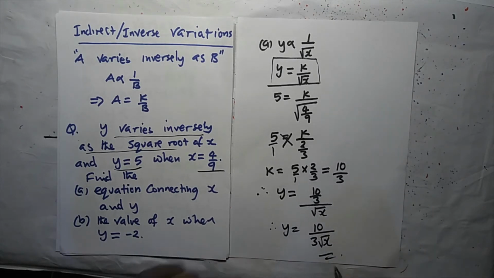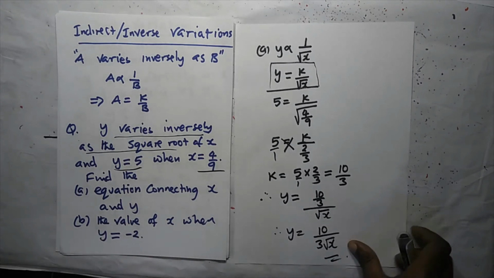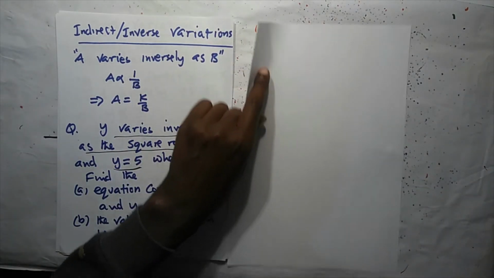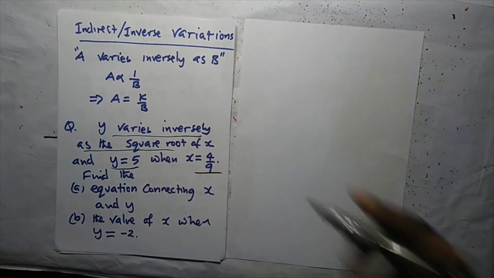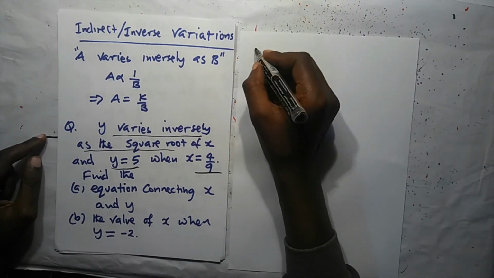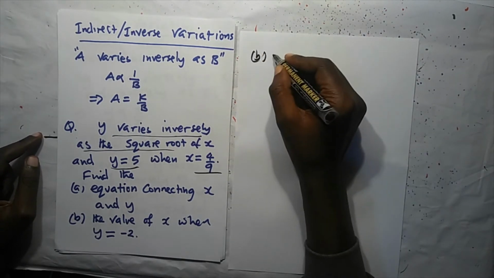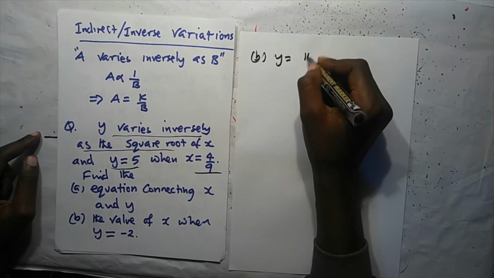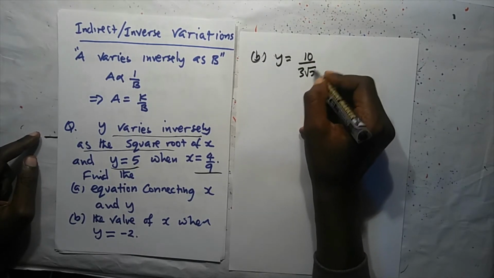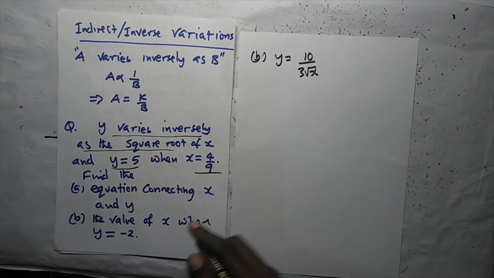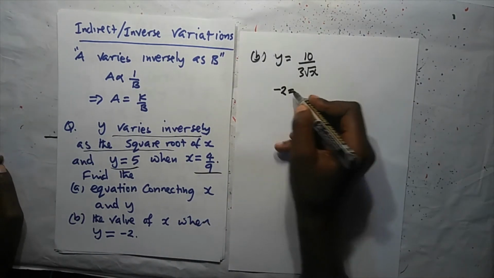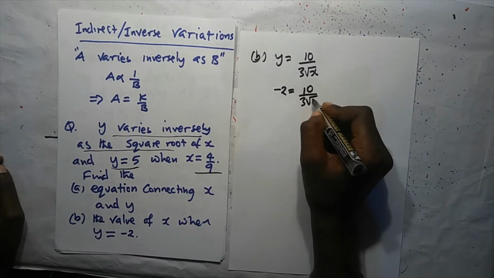Okay, so this is the equation that connects x and y. For the next question, which says find the value of x when y is equal to -2, we are going to use this equation, y is equal to 10 over 3 root x. We'll replace y with -2, so we have -2 is equal to 10 over 3 root x.